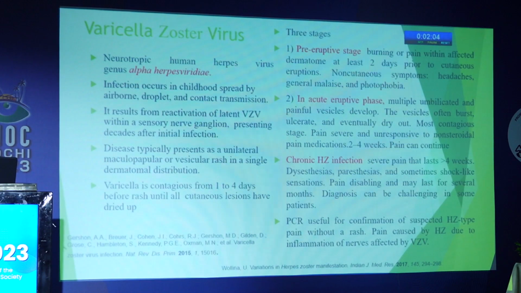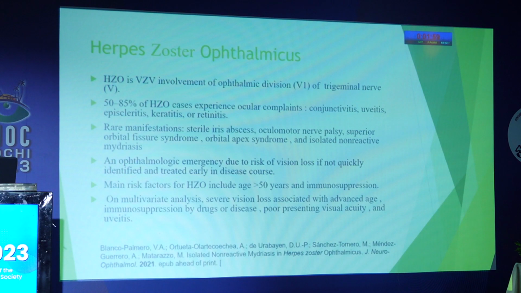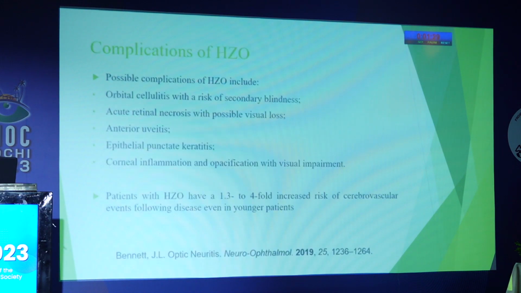PCR is useful for confirmation of suspected herpes zoster type pain if there is no associated rash. Coming to ophthalmicus, it is involvement of the ophthalmic division of the trigeminal nerve. In 50 to 85% of the cases, they have associated ocular complaints, and rare manifestations can be sterile iris abscess, third nerve palsy, orbital fissure syndrome, Opex syndrome. It is an ophthalmic emergency due to the risk of vision loss if it is not identified early and treated well. Main risk factors for ophthalmicus are age more than 50 years and associated immunosuppression.